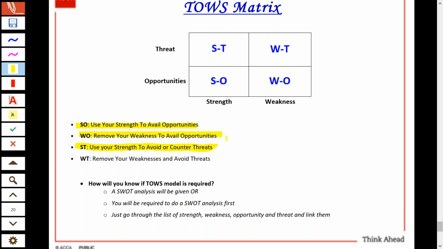ST, use your strengths to avoid or counter threats. And WT, remove your weakness and avoid threats. So this is the theoretical side, and we will just do a question on this so I can demonstrate to you how it's done.